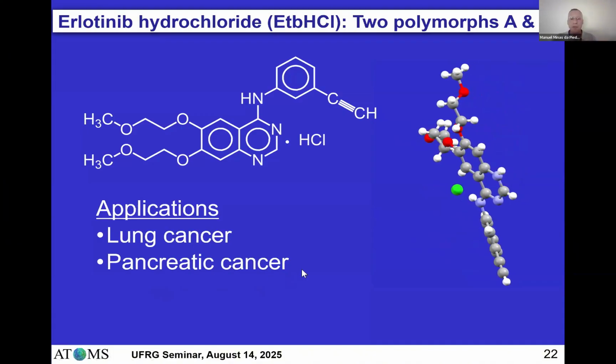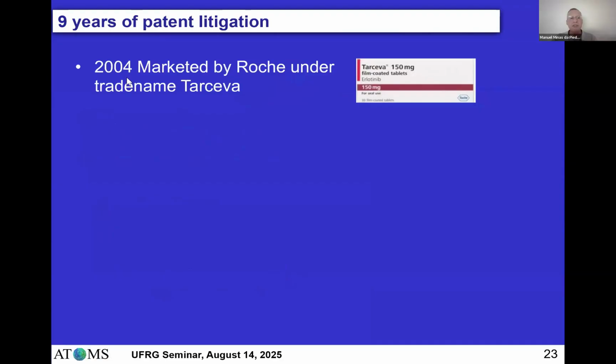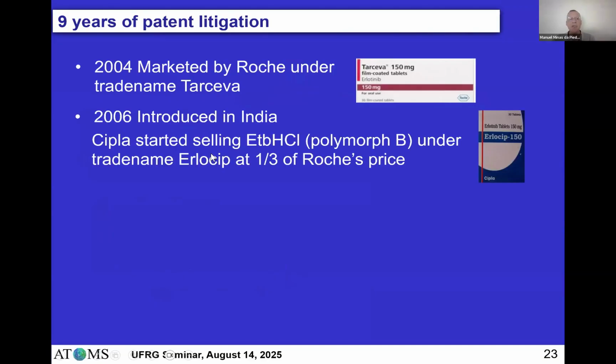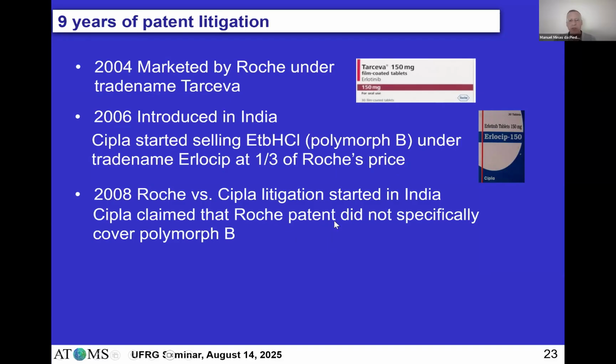What happened is that the drug was marketed by Roche, and came out in 2004 under this name. Then in 2000 it was introduced in India, and the Indian company Cipla starts developing the hydrochloride polymorphically at one of Roche's prices. So litigation started, and what Cipla claimed was that Roche's patent did not specifically cover polymorph B, so they were allowed to sell this hydrochloride because they were only selling pure polymorph B.